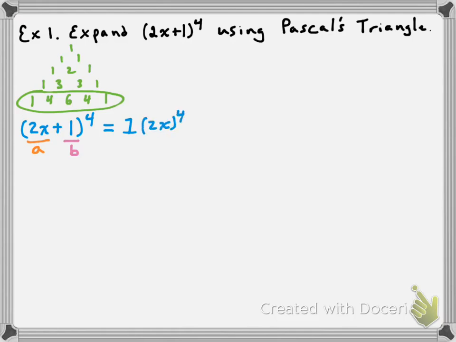So we're going to have 2x to the power of 4, and then we're going to be multiplying that by our b value to the power of 0, so times 1 to the power of 0. And that should give us our first term in the expansion.